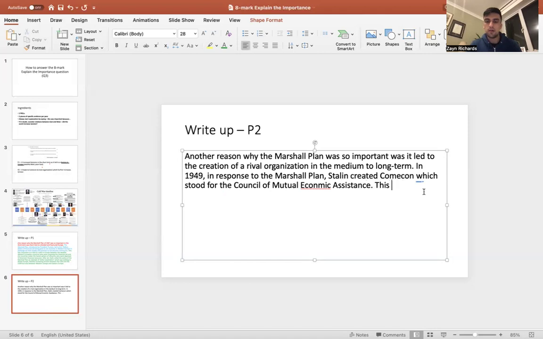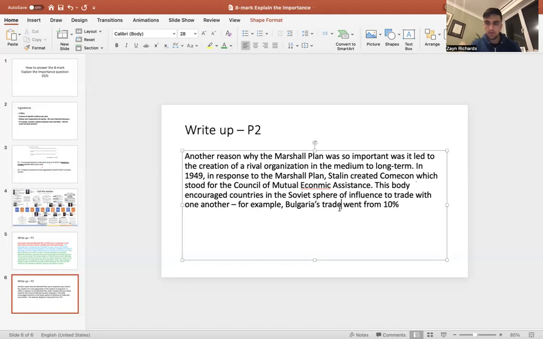This body encouraged countries in the Soviet sphere of influence to trade with one another. For example, I know the Warsaw Pact isn't actually created by this point, but the Comecon lasts a number of years. So, for example, Bulgaria's trade with Warsaw Pact countries went from 10% to 90% as a result of Comecon.